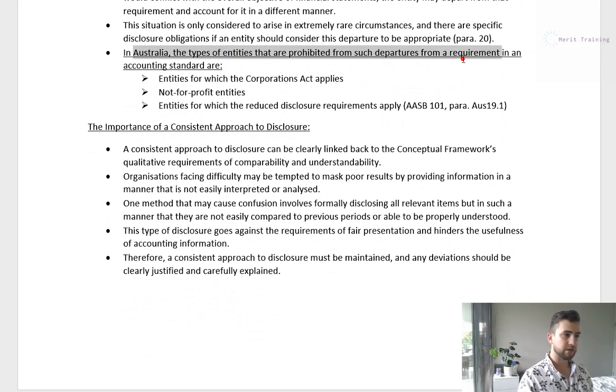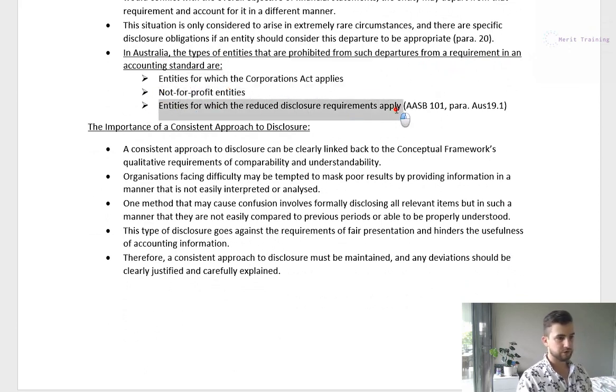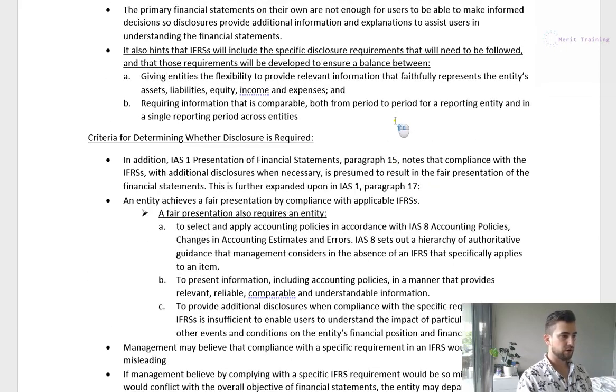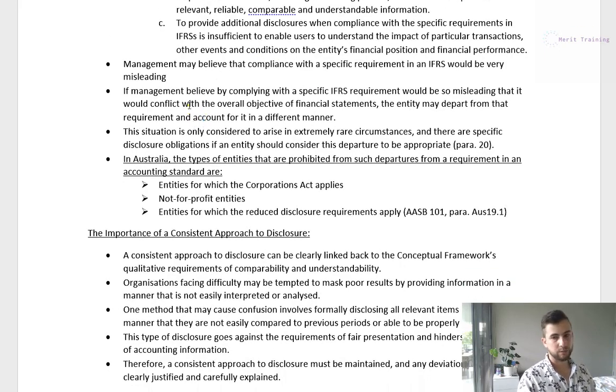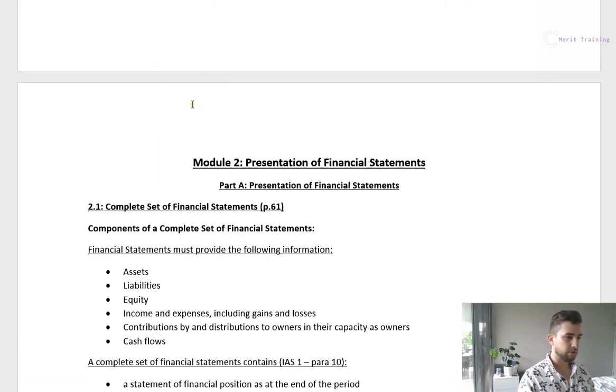And in Australia, the types of entities that are prohibited from such departures from a requirement in accounting standards are entities for which the Corporations Act applies, not-for-profit entities, and entities for which reduced disclosure requirements apply. So basically, these entities have to follow IFRS very, very closely, whereas if you're a special purpose entity, as we talked about at the beginning of this video, they're exempt from doing it. They can do special purpose, just made specifically for their users.